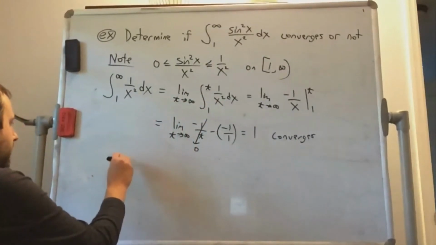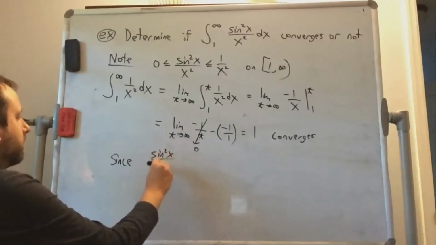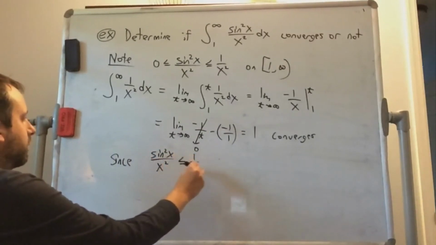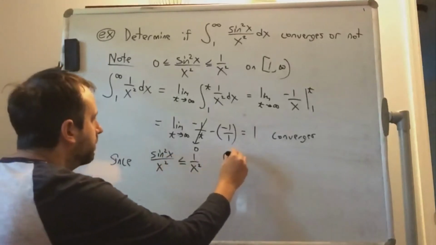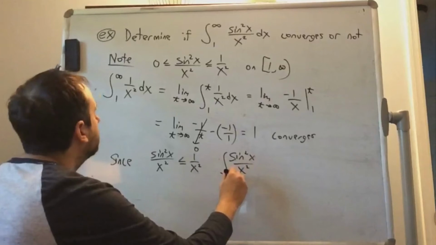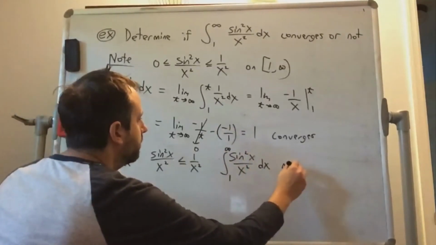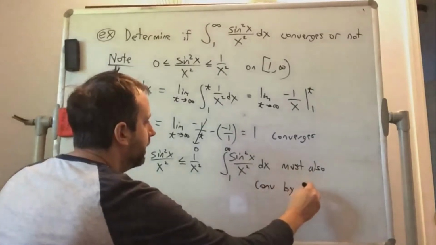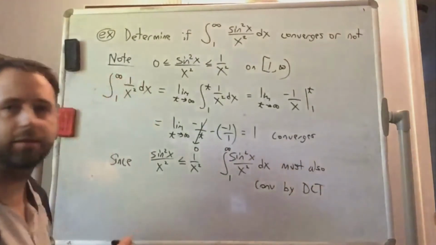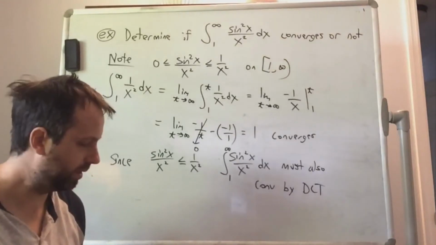So I can say that since sine squared x over x squared is less than or equal to 1 over x squared, the integral of sine squared x over x squared from 1 to infinity dx must also converge by, we'll use this acronym that I noted, DCT for direct comparison test.